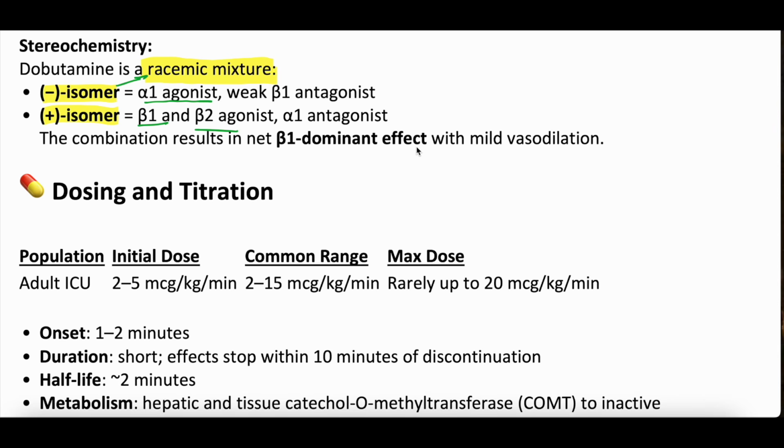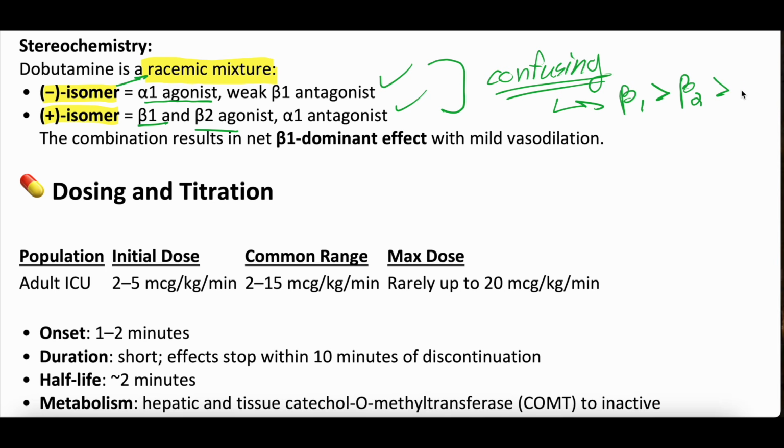And you can see negative isomer, alpha-1 agonist, weak beta-1 antagonist, right? So there's antagonist and agonist. Agonist means it stimulates the receptor, antagonist means it inhibits it. The positive isomer is a beta-1 and beta-2 agonist and alpha-1 antagonist. All this is confusing and probably not needed in terms of putting it in your brain. The thing to remember is that beta-1 receptor effect is more than beta-2 receptor effect, which is more than alpha-1 receptor effect. All right? And just know there are different isomers that kind of do different things within the mix of dobutamine.